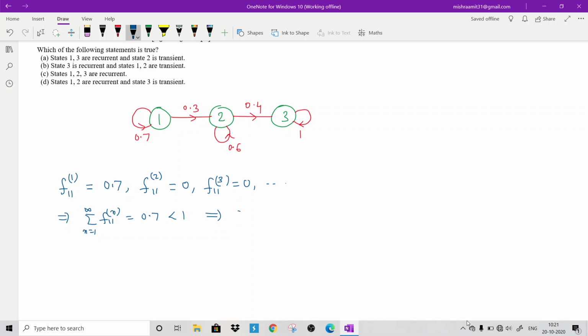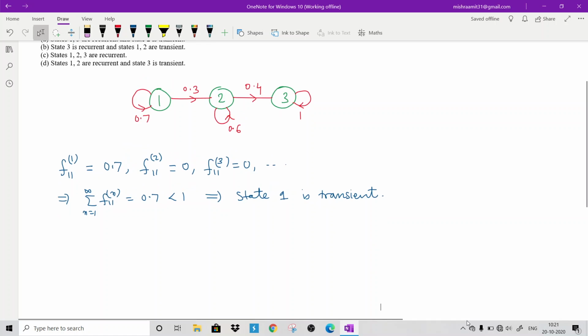So this implies that state 1 is transient by definition, because what was the definition? The definition was: if this sum comes out to be 1, then the state is recurrent. Otherwise, if it is less than 1, state 1 is transient. So one method is using F11.